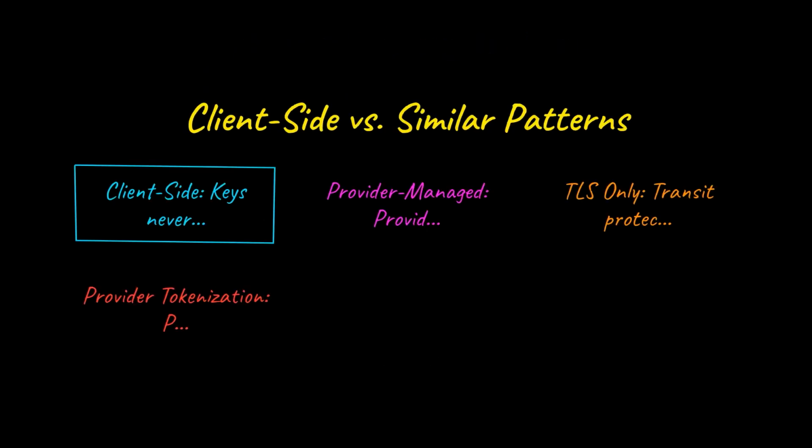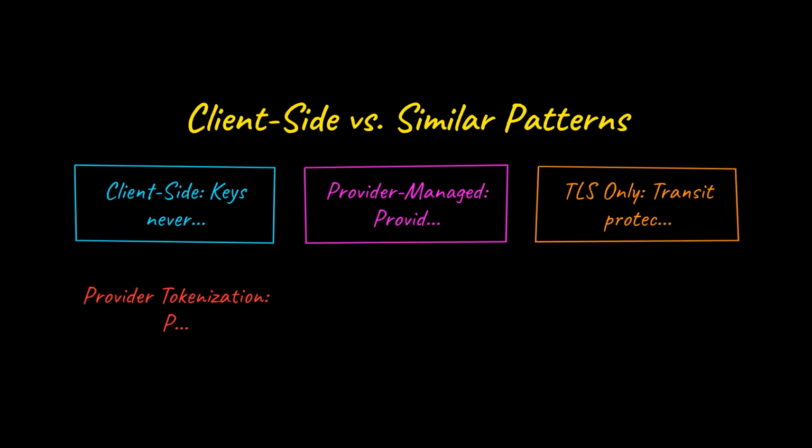This pattern is commonly confused with three others. Provider-managed encryption gives the provider key access. TLS only protects data in transit but not at rest. Provider tokenization relies on the provider's own mapping table. Only client-side encryption with customer-held keys ensures the storage and the keys are never together in the provider's hands.